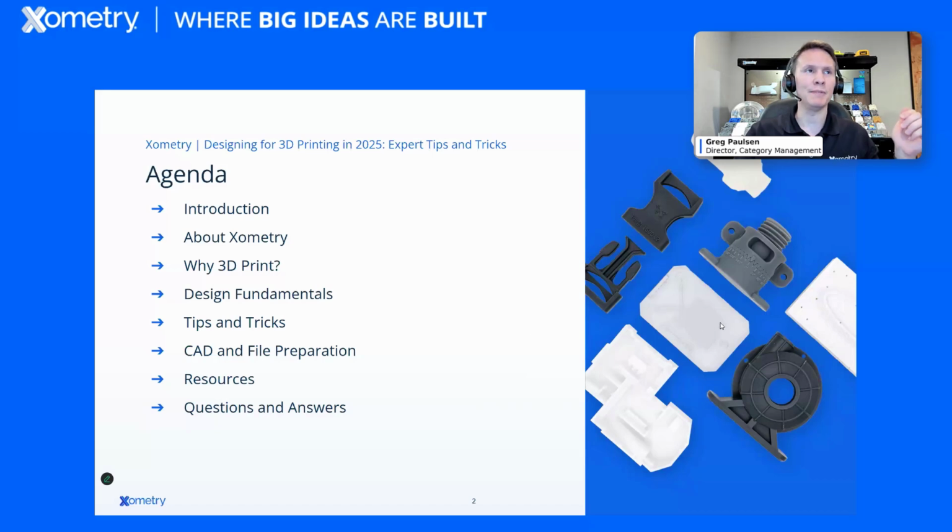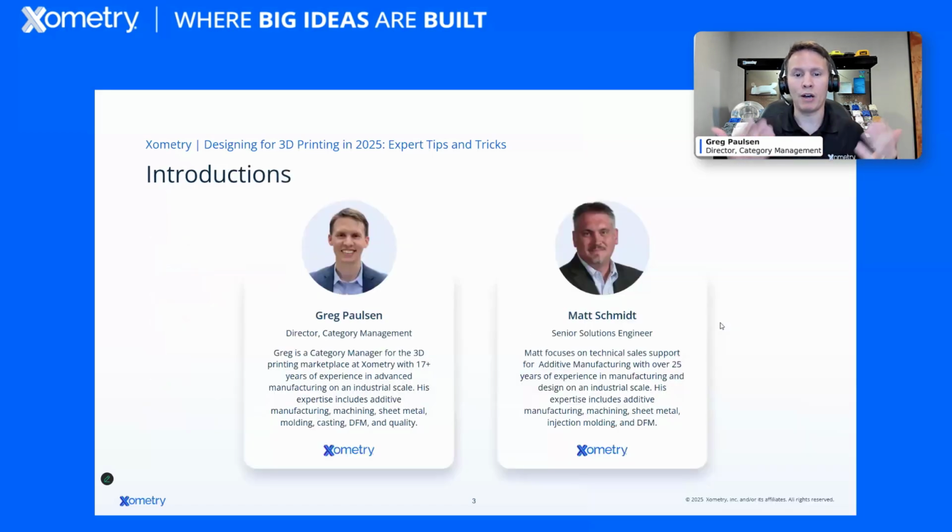So let's just jump right in. First off, again, I'll reintroduce myself. My name is Greg Paulson. I'm Director of Category Management here at Xometry, focusing on additive manufacturing. I've been in the advanced and additive manufacturing industry for 16, 17 plus years, and I have really fallen in love with making parts, understanding materials, design for manufacturing processes, and the different processes and the outcomes of those.